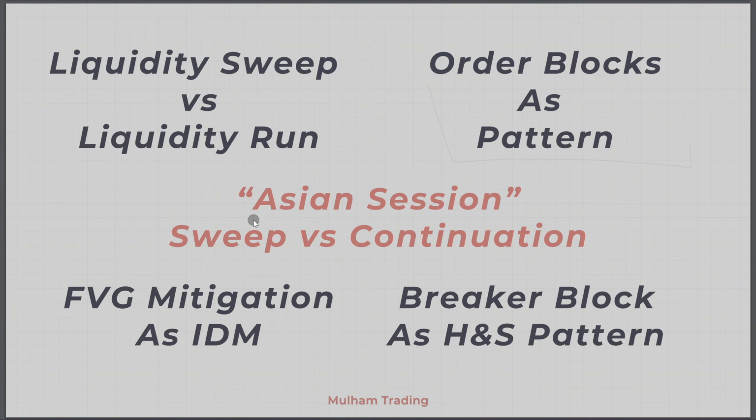Think about Asian sessions, sweep versus continuation. Think about how many times you were looking at the Asian session to be swept and then reverse, but what happened in reality is a clear breakout to the upside, where you keep looking for shorts until you fail. Think also about fair value gap mitigation or test as an inducement. Think about that. Think also about breaker block as a head and shoulders pattern.